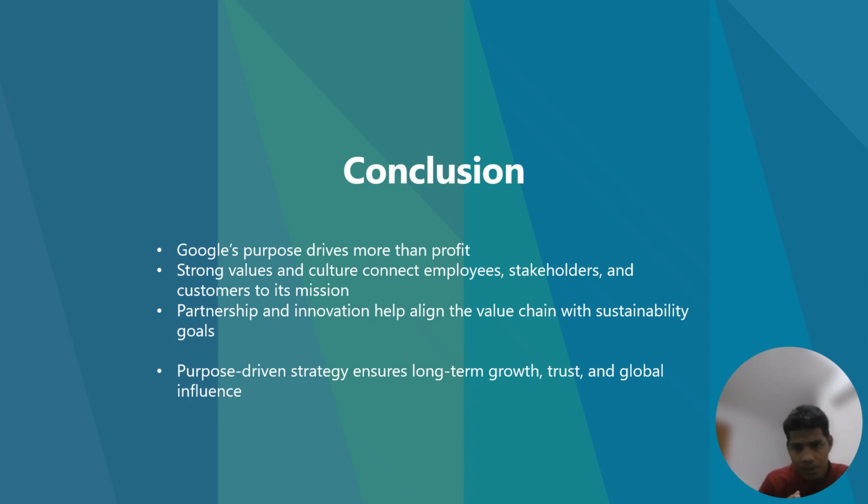It comes from strong customer relationships, a culture of innovation, and partnerships that link its value chain to sustainable goals. The company also measures its progress with clear KPIs that focus not only on financial growth but also on environmental and social impact. Overall, Google shows how a purpose-driven strategy creates long-term growth, trust, and influence worldwide.